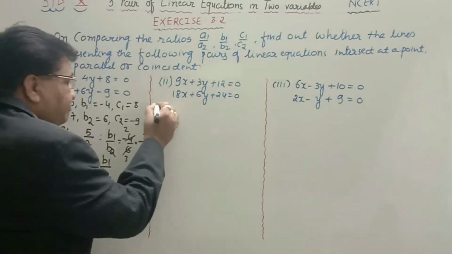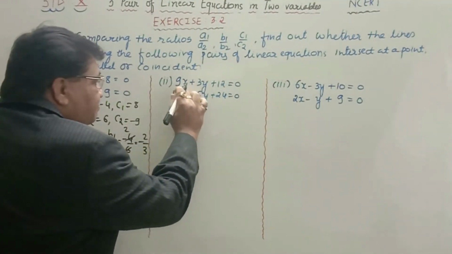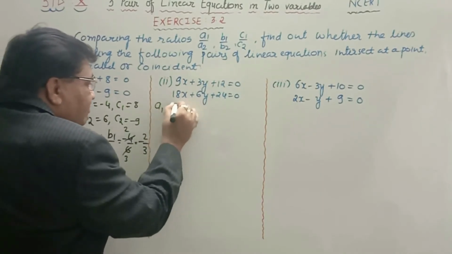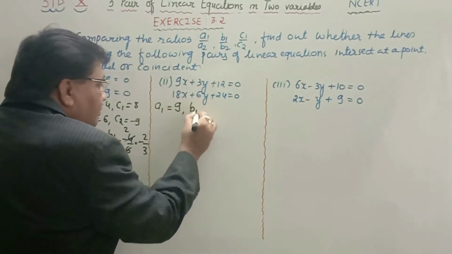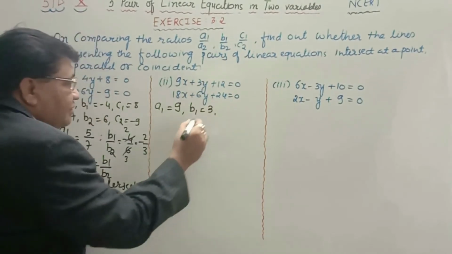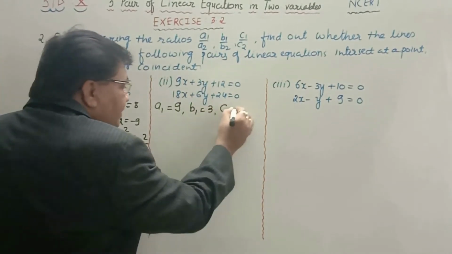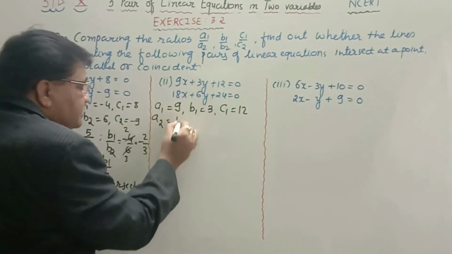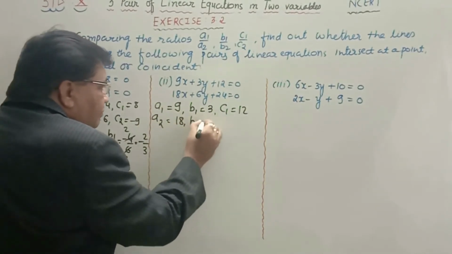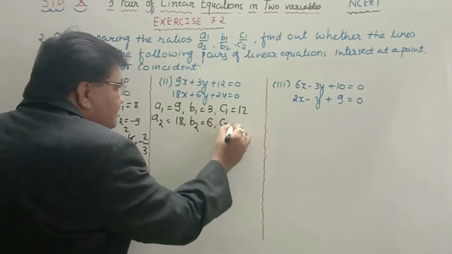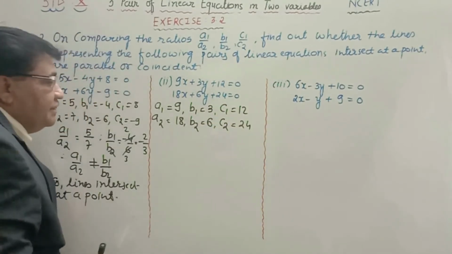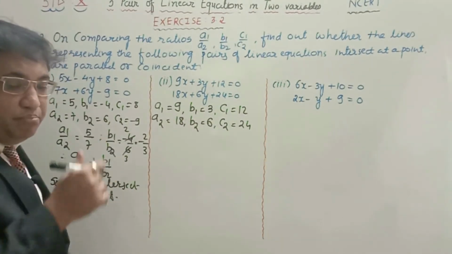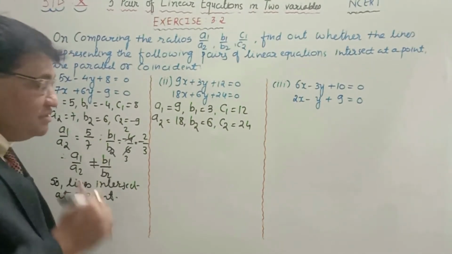Second example देखते हैं. Compare with A1x plus B1y plus C1 is equal to 0. Here we get A1 is equal to 9, B1 is equal to 3 and C1 is equal to 12. A2 is equal to 18, B2 is equal to 6 and C2 is equal to 24. Now we take the ratio A1 upon A2, B1 upon B2 and C1 upon C2.